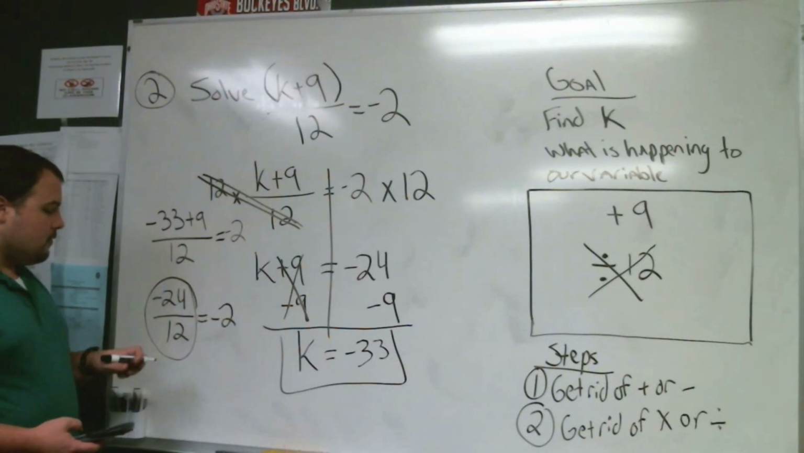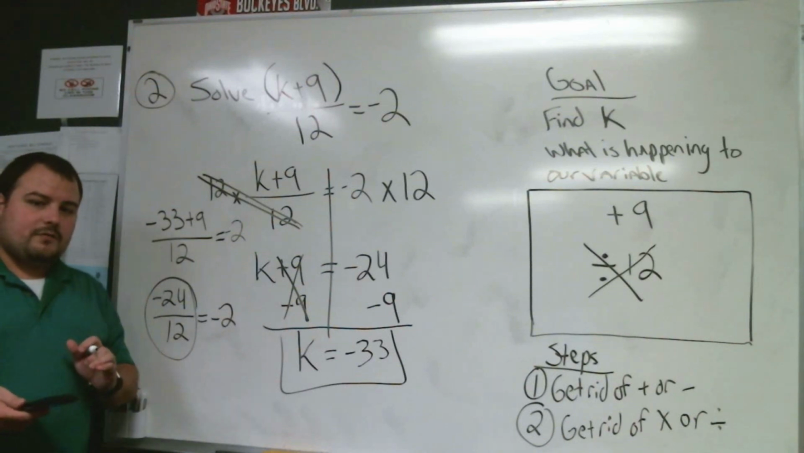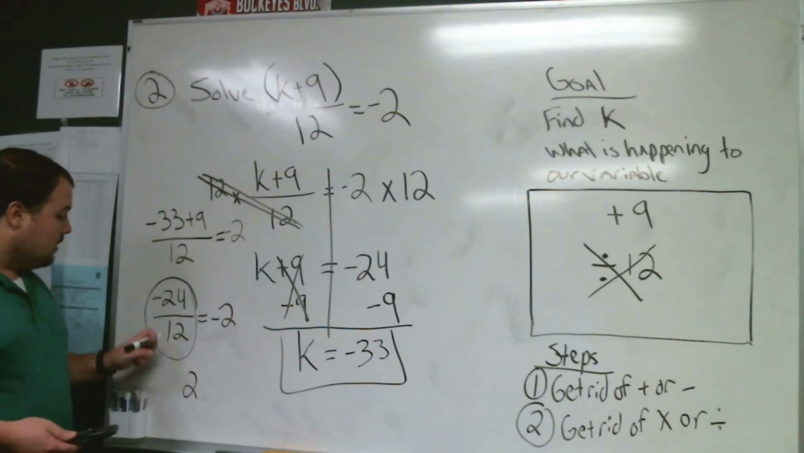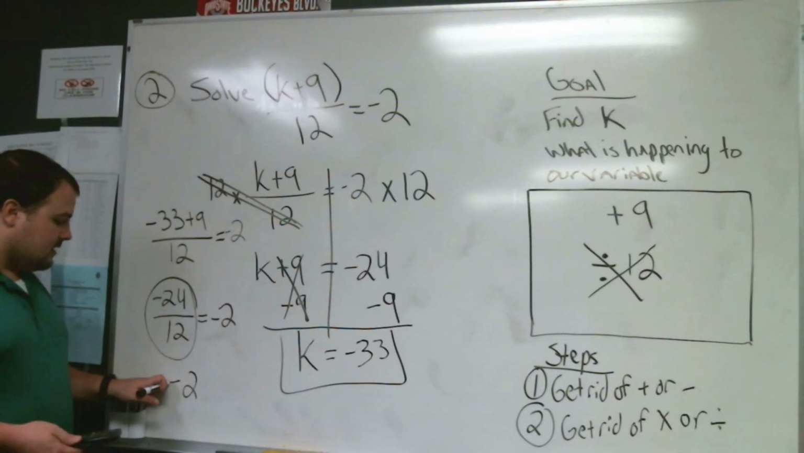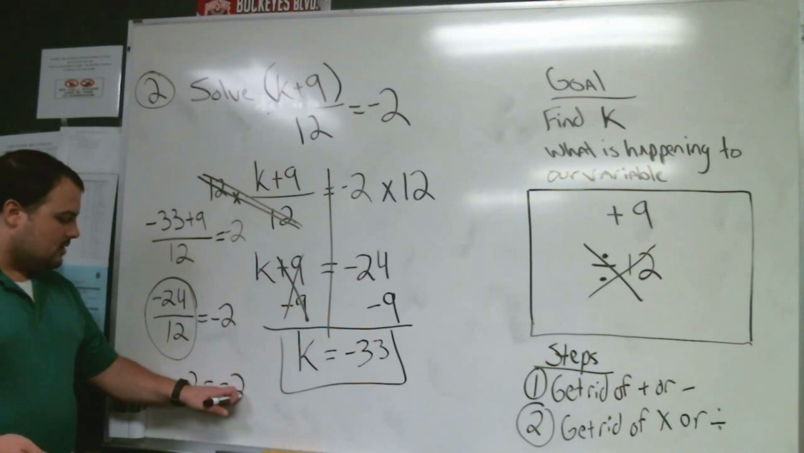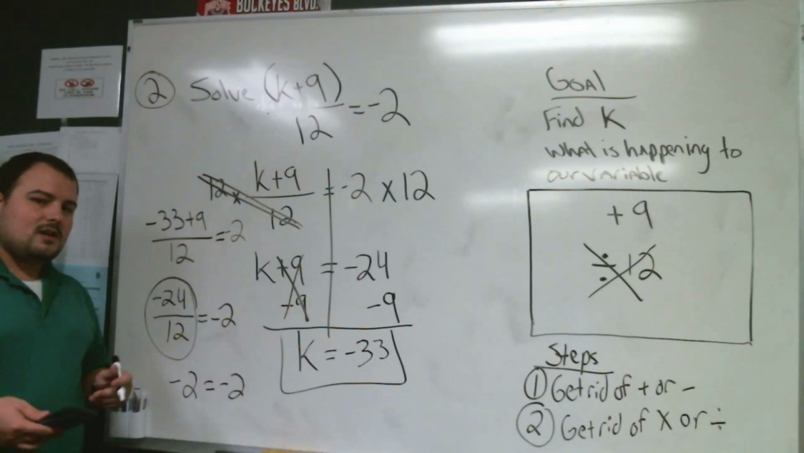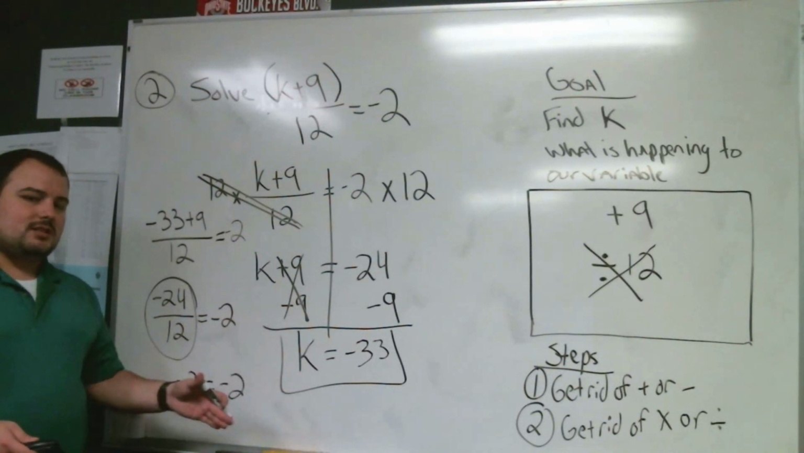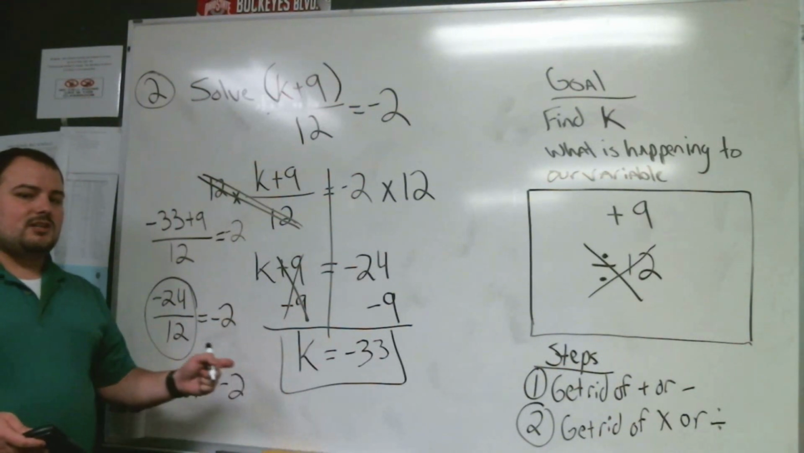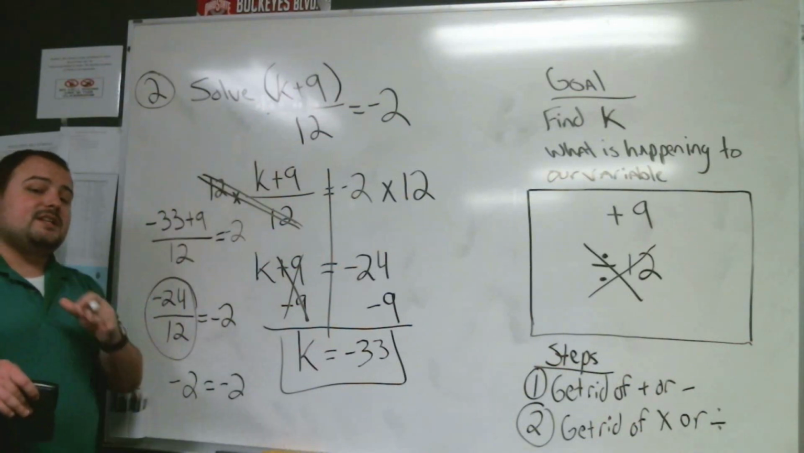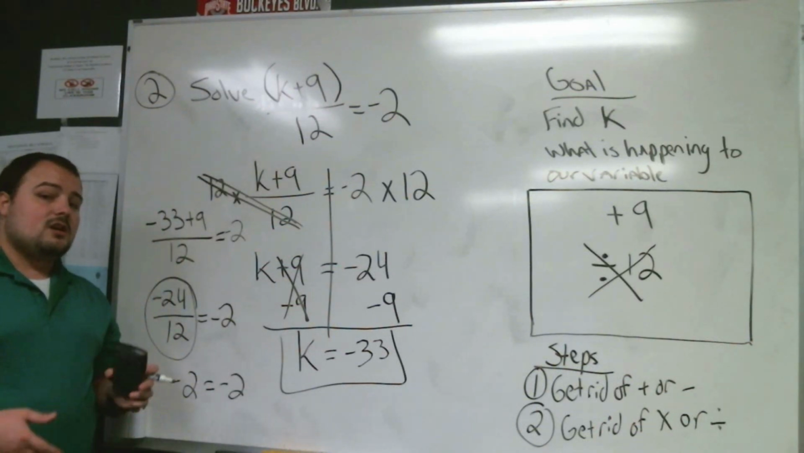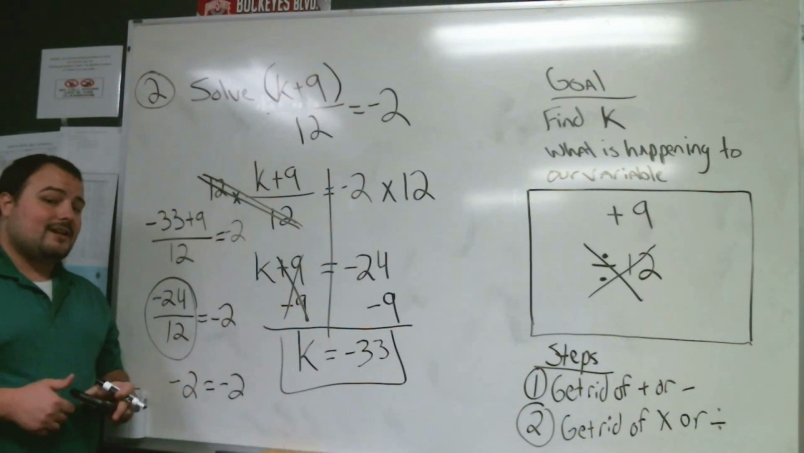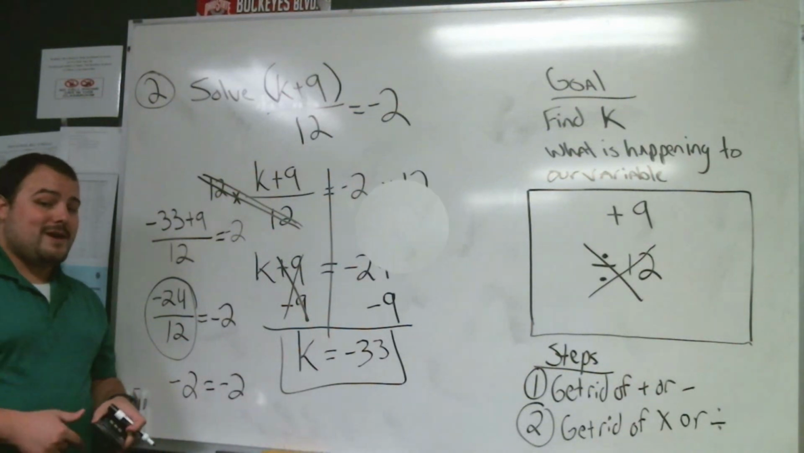Well, a negative 24 divided by 12, that's 24 divided by 12 is 2. And a negative divided by a positive is a negative. So does negative 2 equal negative 2? If it does, we know we got our answer correct. So this is the correct answer. And I checked this answer by plugging it into the problem and seeing if it gave me the right solution. If it does give you the right solution, you got the right answer. If it doesn't, we need to go back.